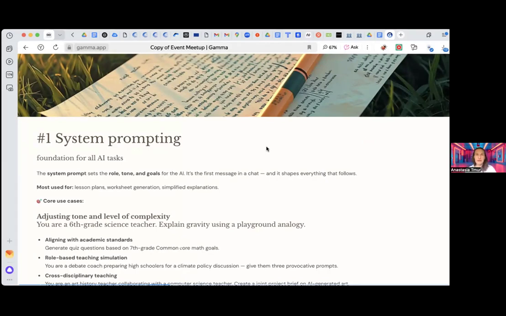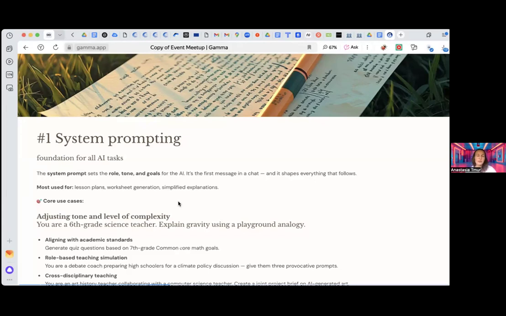It will be better. Okay, so the first thing, and my favorite thing, is system prompting. It is a foundation for all AI tasks, not only for educational materials. A system prompt is the first instruction you give to the AI, and you tell it who it is, what role it will play, how it should talk, what your goal is, and what its goal is, and it sets the tone and the structure of the whole conversation.